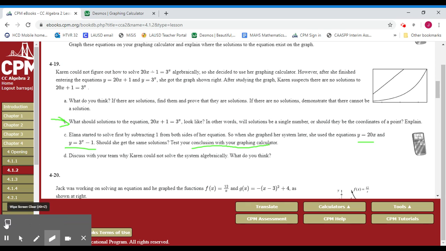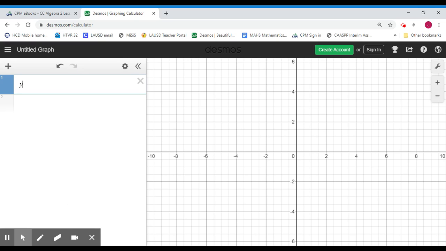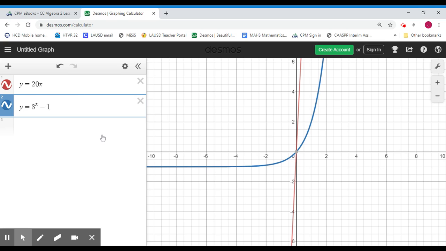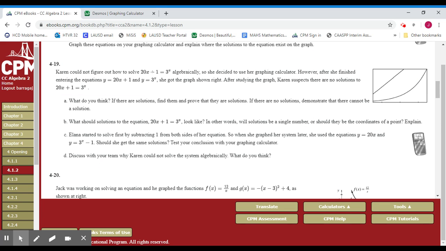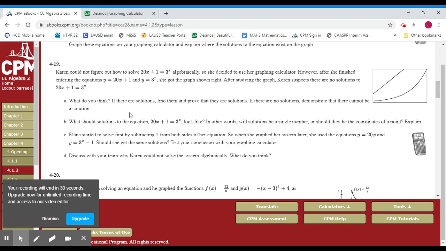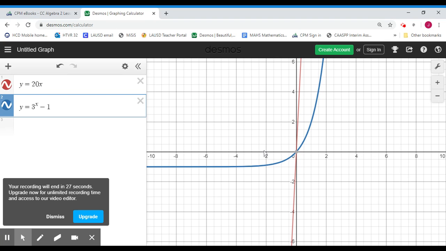So it's asking you for a graphing calculator. We're gonna use the same graphing calculator that we used before, and we're gonna graph these two equations. Okay. So here it is, y equals 20x, right? And we've done this before. And then we're gonna do the other equation, y equals 3 to the x power minus 1, right? Those are the two equations. And they're asking, should they get the same solution? So whatever you guys answer for part B, you're comparing it to part C. And you should be using the graph that we just concluded here.